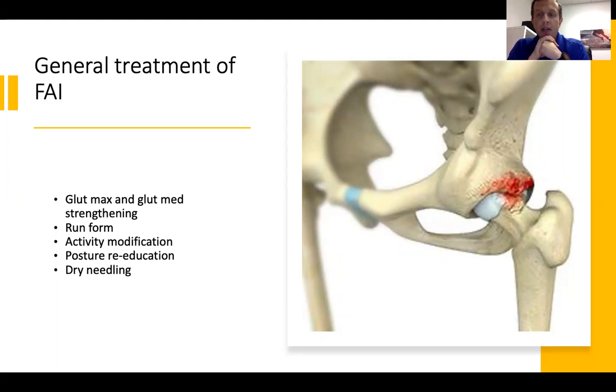Activity modification, like not doing as many up downs, not doing as many deep squats. Try not to sit in deep chairs. Posture re-education, and sometimes dry needling can help with this if the muscle is involved in the front of the hip.